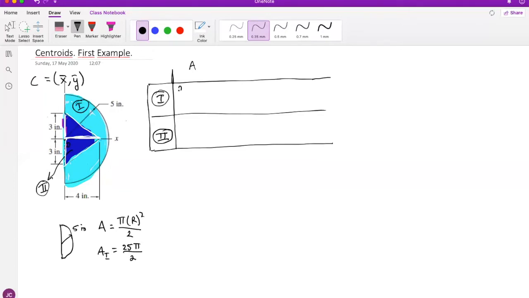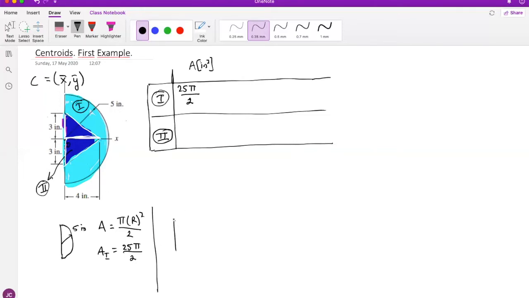This is 25 pi divided by 2, so inches squared. Good. Now, what about 2? Well, let's just go and see about 2.